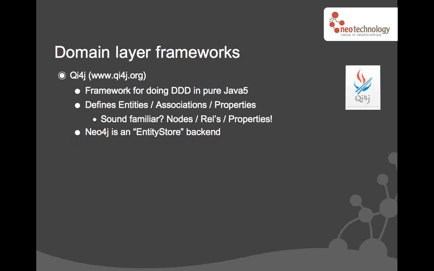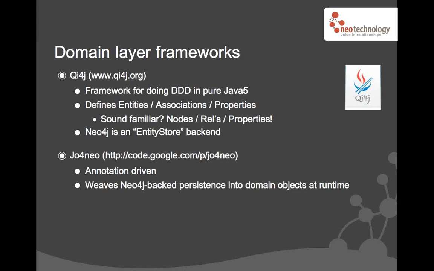One is called Ki4j or Chi4j, which is a framework for doing domain-driven design in pure Java 5. Another one is called Jo4neo, which is an annotation-driven framework for basically annotating plain old Java objects, and they're going to be serialized into the graph.